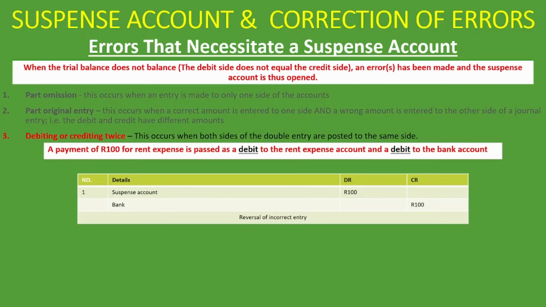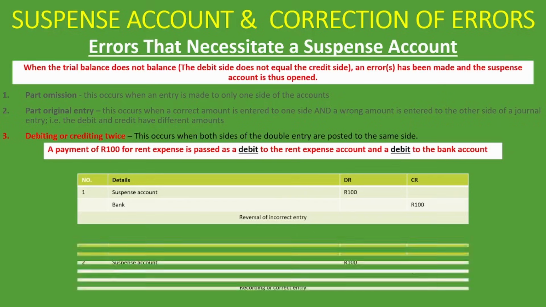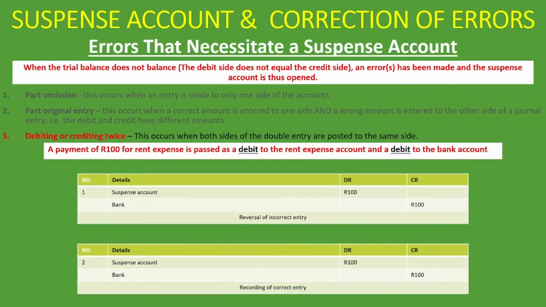So what do we need to do? We need to record the correct entry that we should have done initially. So what would that be? Well, the exact same entry we've just done here. The only thing that will change is the narration. And here it is: debit suspense account 100 rand, credit bank account 100 rand, and the narration here is recording of correct entry.